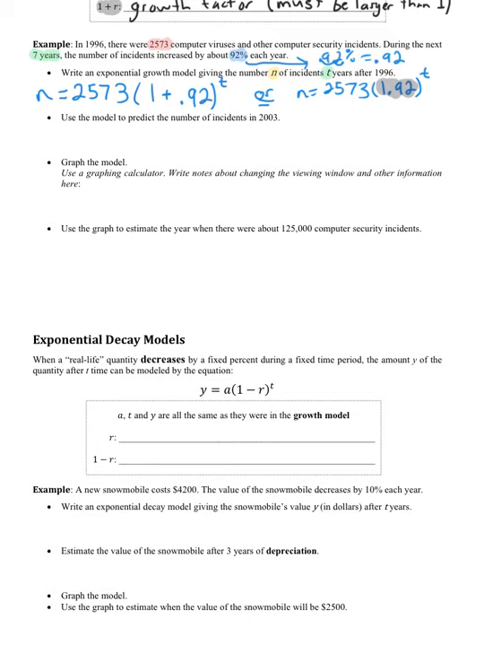It says, use the model to predict the number of incidents in 2003. A common mistake with this type of problem is when people see 2003, they think, oh, I'm going to put 2003 in for my time. But that's not correct. Because we're starting in 1996, so 2003 is actually 7 years after 1996. So when we plug this equation in, we're going to use 7 for the t.